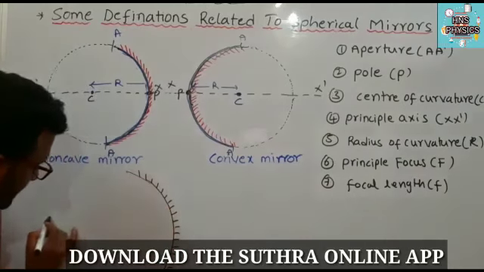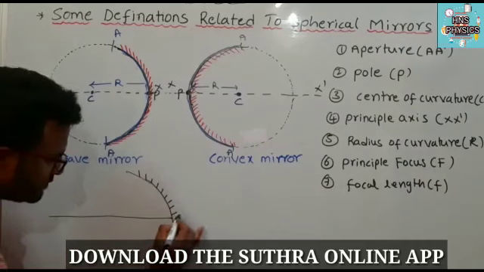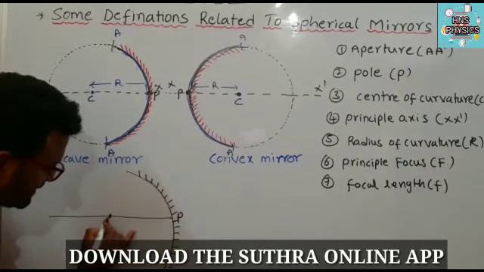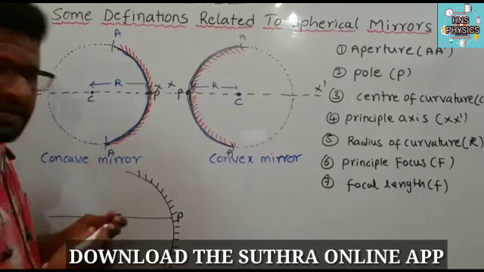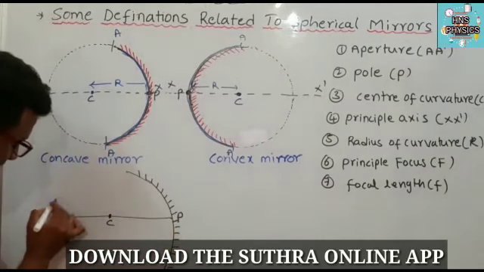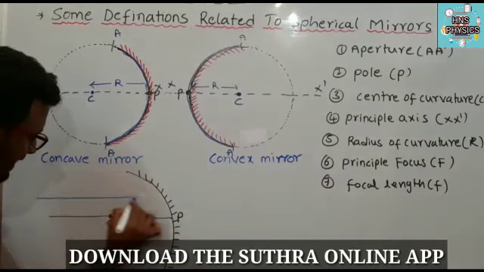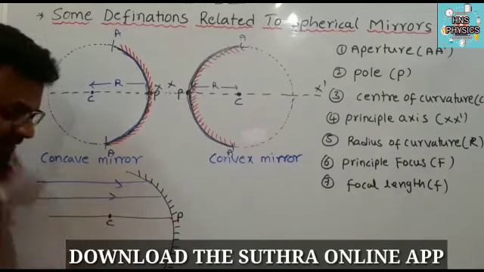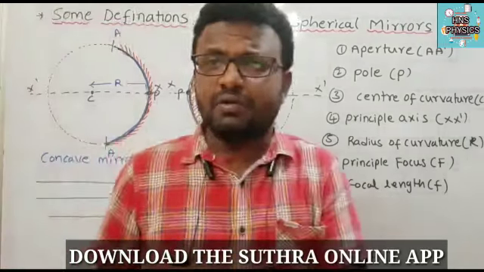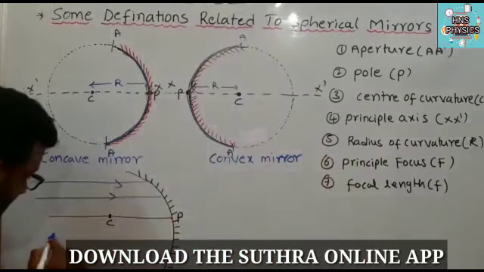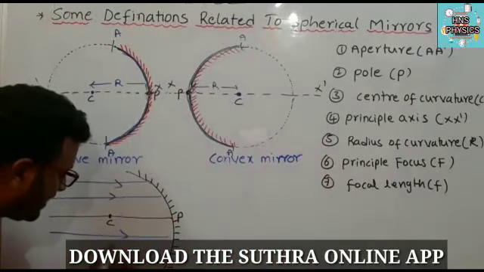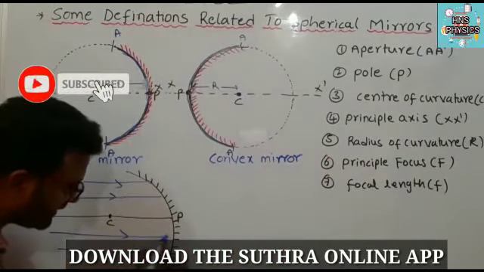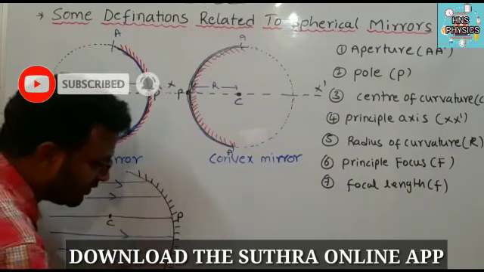So we know already I am taking a principal axis. This is nothing but the pole and this is nothing but the center of curvature, right? If I am taking a parallel beam of light, what does that mean? A group of rays coming parallel to each other, and these rays are incident on a concave mirror. Incident on a concave mirror means striking the concave mirror.